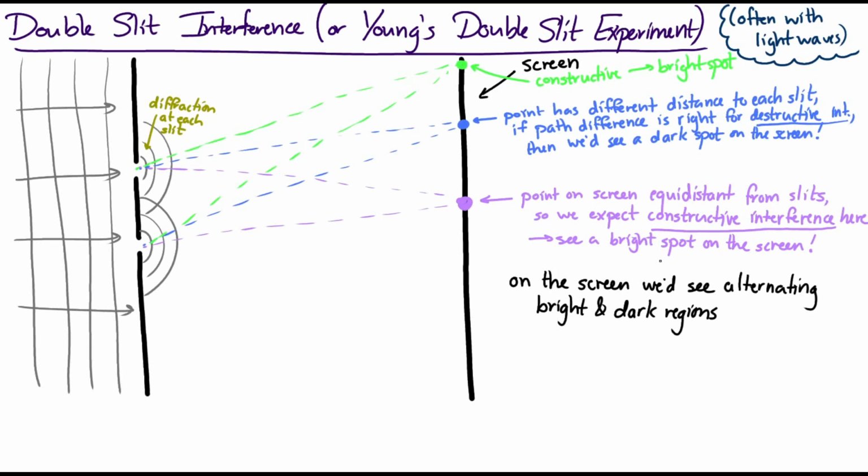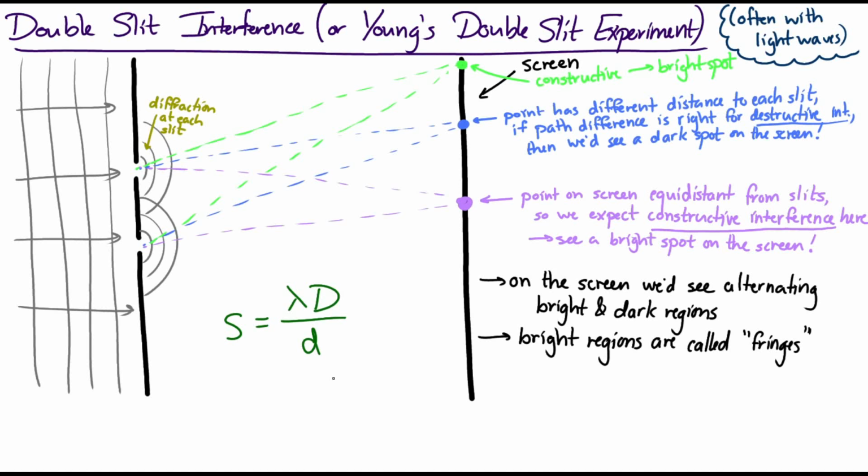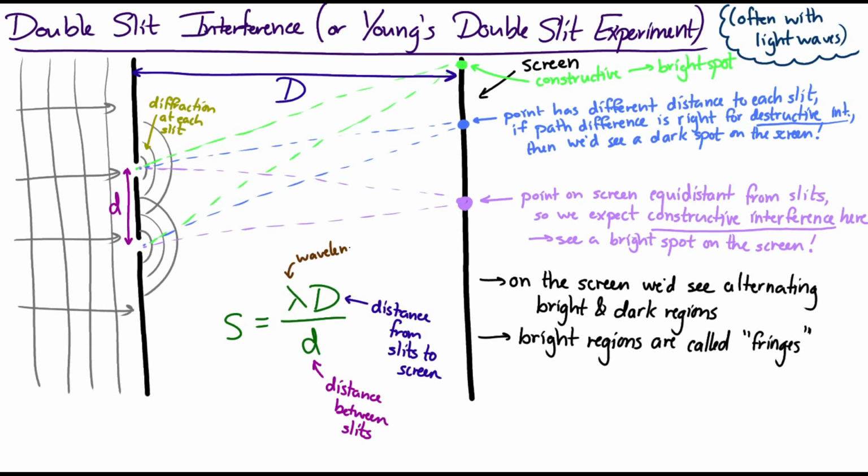Sometimes these bright regions are called fringes, but no matter what, we can write down an equation that describes the separation between these bright spots. The separation is given by this. S is equal to lambda D over d. Now, small d in this equation is the distance between the two slits, or apertures. Capital D is the distance from the slits to the screen. Lambda is the wavelength. And S is the distance between the bright fringes on the screen, which is to say, the distance between the points where we have constructive interference on the screen.